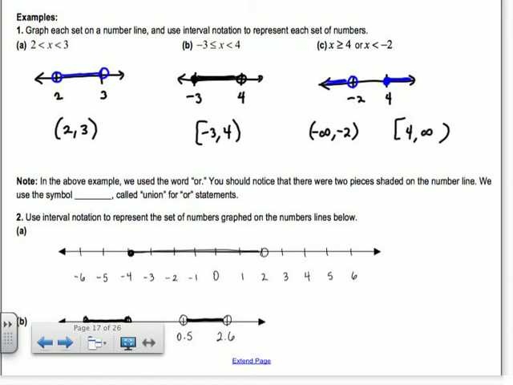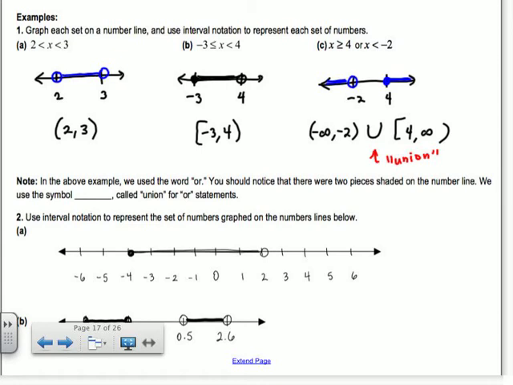Now notice I did the U like that and not with a stem. It's a mathematical symbol, so U does not have a stem on it. Okay, that's called a union. It stands for or. So when you have or, it's going to be a union. All right, it says, in the above example, we used the word or. You should notice that there were two pieces shaded in the number line. We used the symbol U, called the union, for or statements.